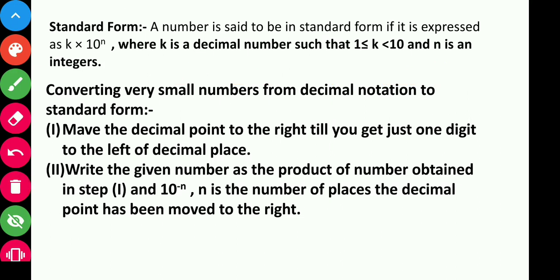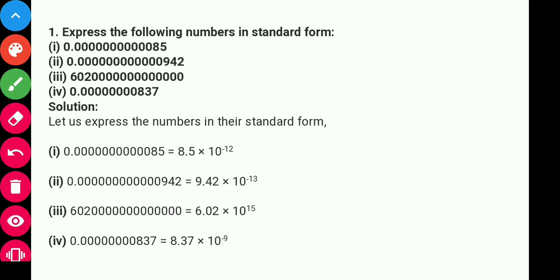So now come to the exercise. Here it is given: express the following numbers in standard form. The first one is 0.00, count that. Here you have to move this decimal to the right side. How many places do you have to move? You have to put the decimal between 8 and 5. So how many places will it move? 1, 2, 3, 4, 5, 6, 7, 8, 9, 10, 11, 12. There are 11 zeros and then 1 and 8, so the decimal will be moved 12 places. Then it will be 8.5.